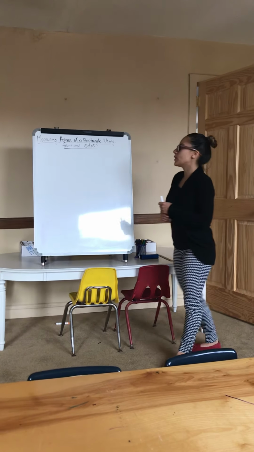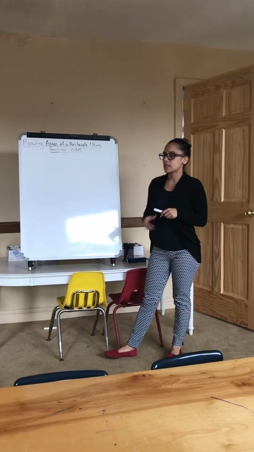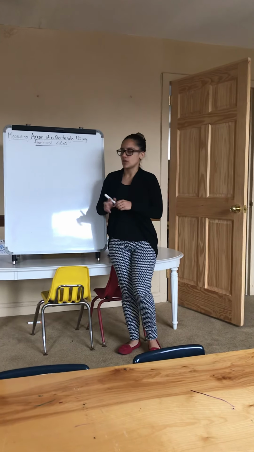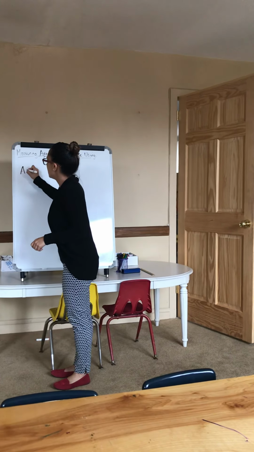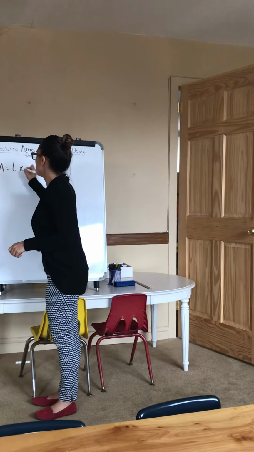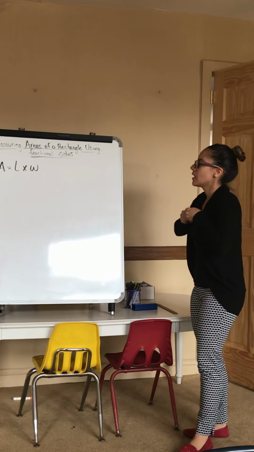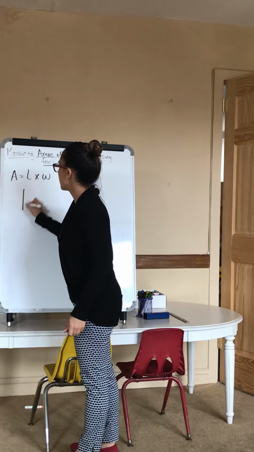Boys and girls, today we're going to be measuring areas of a rectangle using fractional sides. Now, who remembers how do we find area? Correct. Area is equal to length times width. That's how we find area. That's the formula. Now, let's pretend that we have a rectangle here.